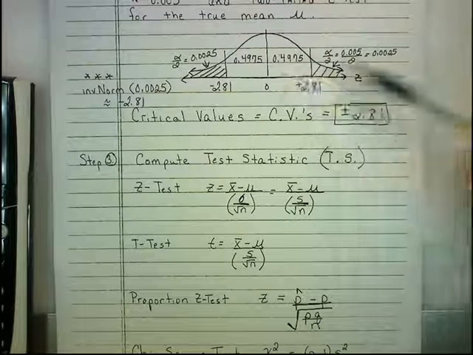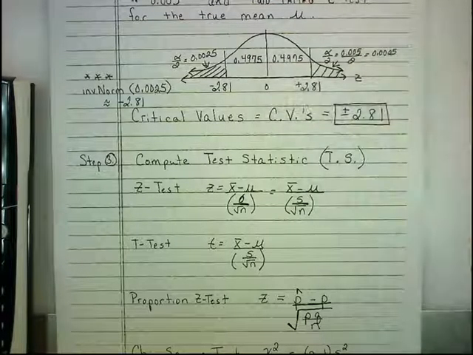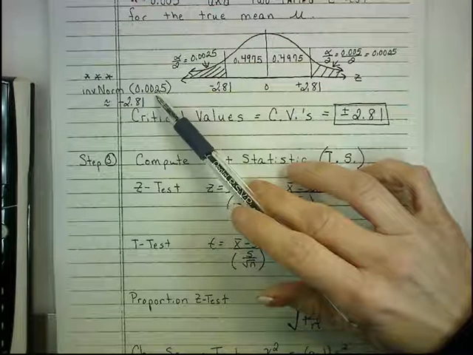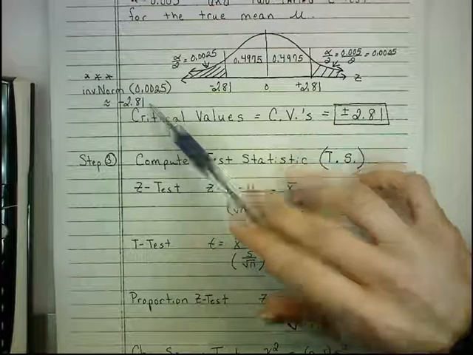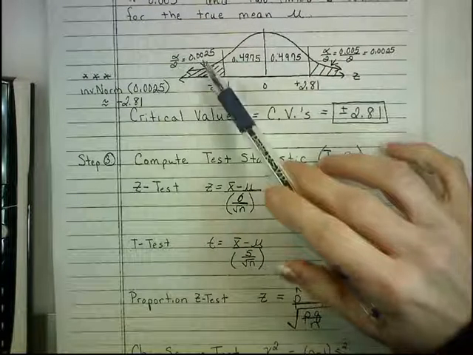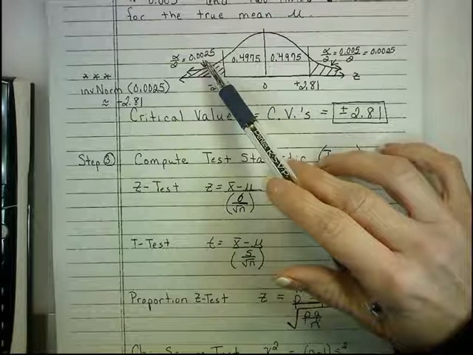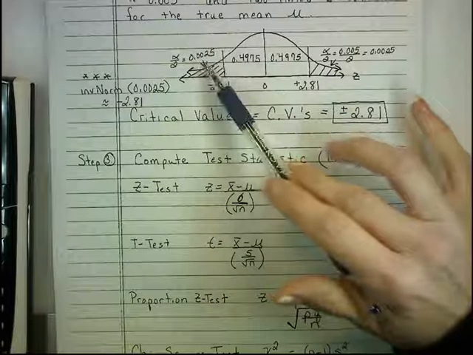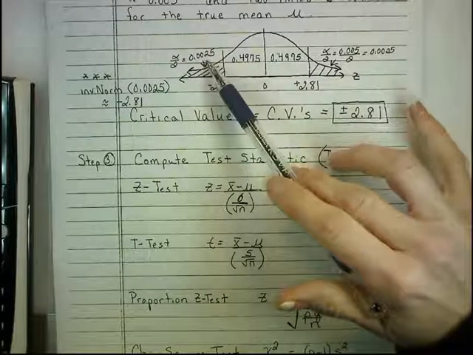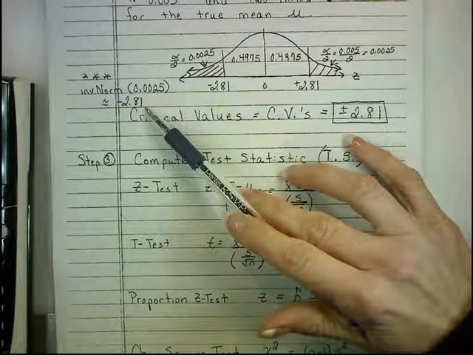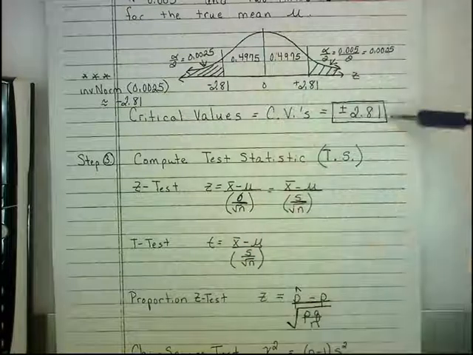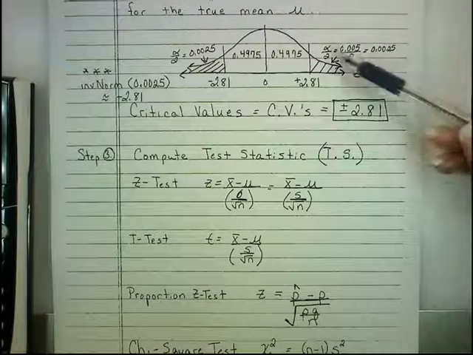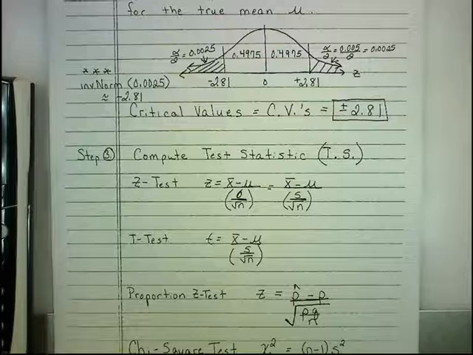Together, they have to add up to 50% on either side of the mean because the total area under the curve is 1. You could either do invert norm of 0.0025 and get a negative 2.81, which is plus and minus, or you could look up this area in the two-page z-table. If you look up this area in the two-page z-table or the area closest to it and work your way to the outside of the z-table, you will get a negative 2.81. So the rejection regions are plus and minus 2.81 for this two-tailed z-test for the mean. And again, divide alpha by 2 if it's a two-tailed z-test.